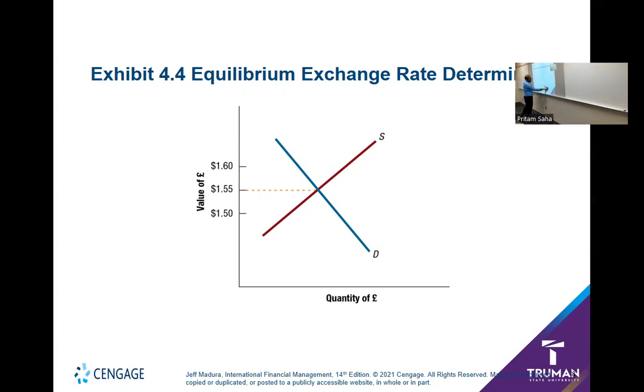Now moving back to the initial point. From this initial level, adding one point, people from UK want to supply more because they want to buy more goods and services from US. What is the change? Demand curve, supply curve, what should the change be?